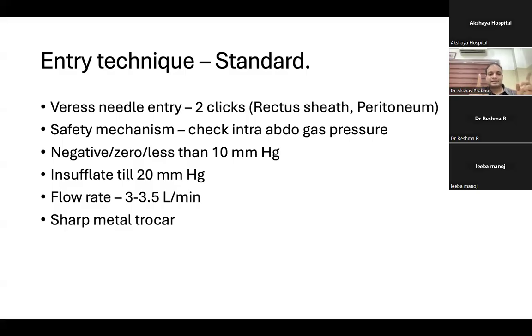And then, same as I said last time, insufflate till 20 millimeter of mercury so that it gives a very good ballooning effect, and the risk for injury is very less. You are creating a lot of space between the organs and the skin. And as you know, the flow rate in the Veress needle can never exceed 3 to 3.5 liters. If it is very high, that means there is some amount of leak.